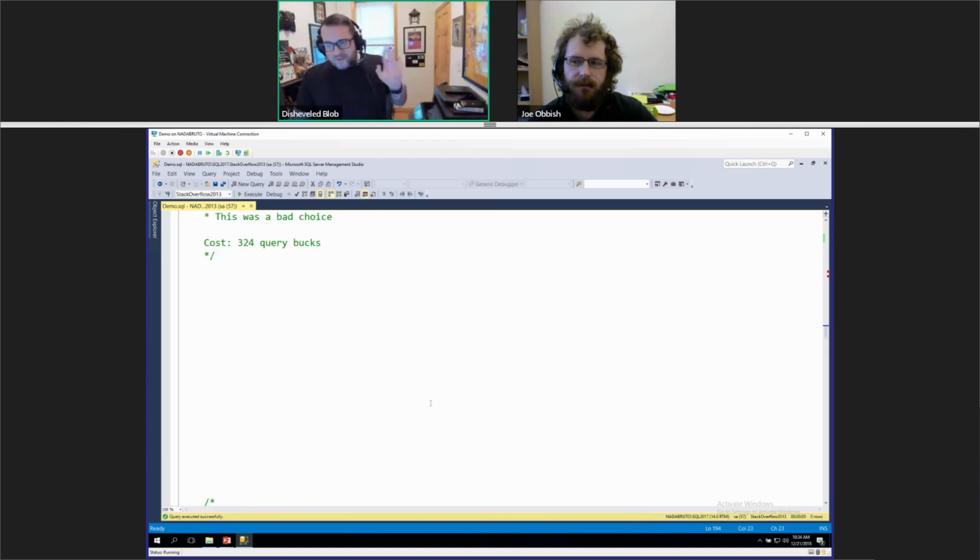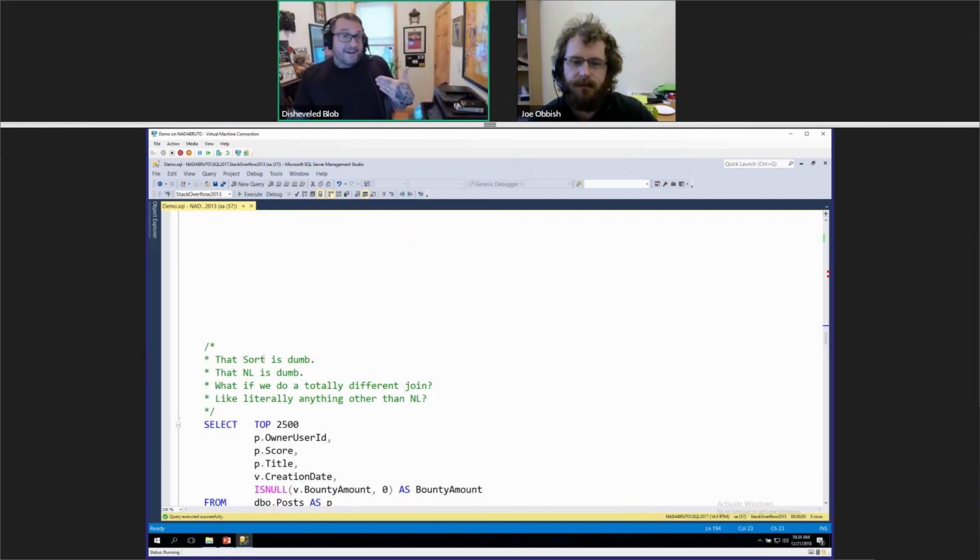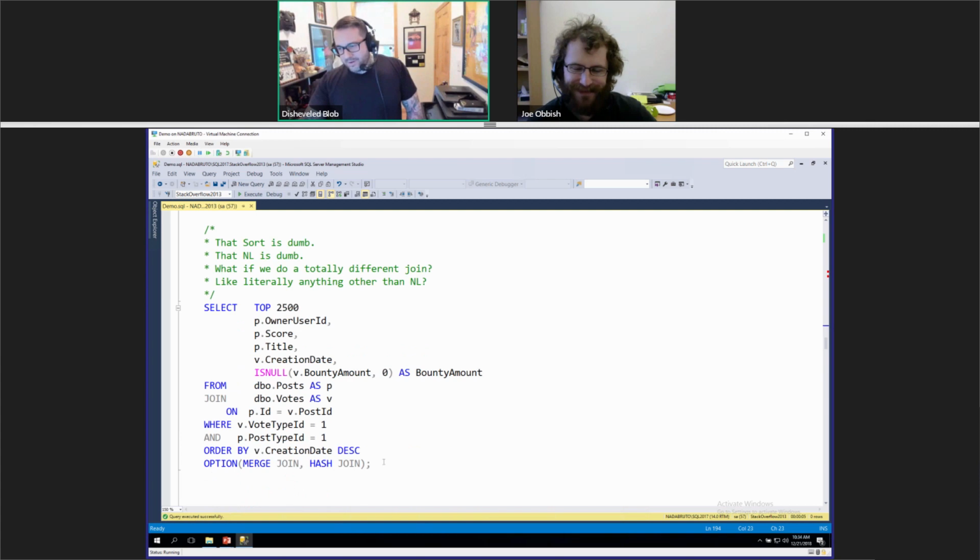What if we tell SQL Server, okay, that sort is dumb, that nested loops join is dumb. What if we just get away from the nested loops? What if we do something else? What if we say you can do literally any other kind of join in the world that you want to do? So you have the option to do a merge join or a hash join. You just can't do nested loops. It's the only thing that's off the table for you.